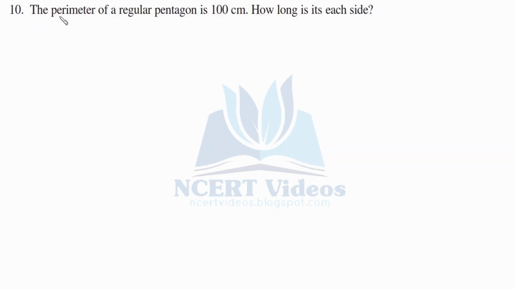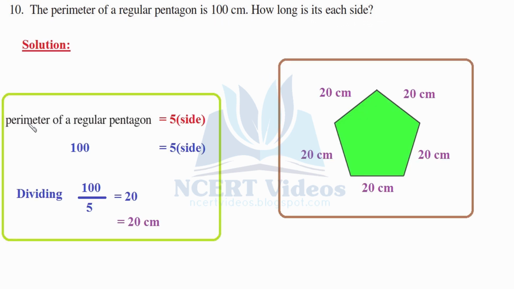Question 10. The perimeter of a regular pentagon is 100 centimeter. How long is its each side? So regular again means equal sides and angles. Now we have the given perimeter the same as previous, the only sides are different. So 100 we will substitute in perimeter because it is given equal to 5 sides. Now we will divide this 100 by 5 because pentagon has 5 sides. So it gives you 20.